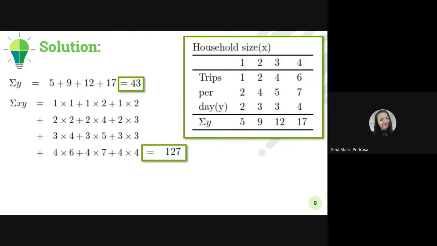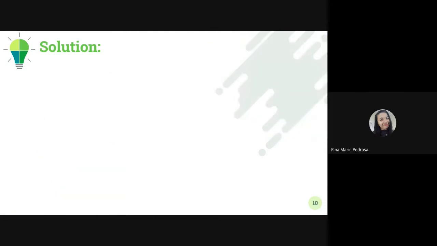Now let's get your y mean. Is equivalent to 43 over 12. That is equivalent to 3.58. For your x, we have 30 over 12. Now we have an answer 2.5. So we're getting close for the equation.